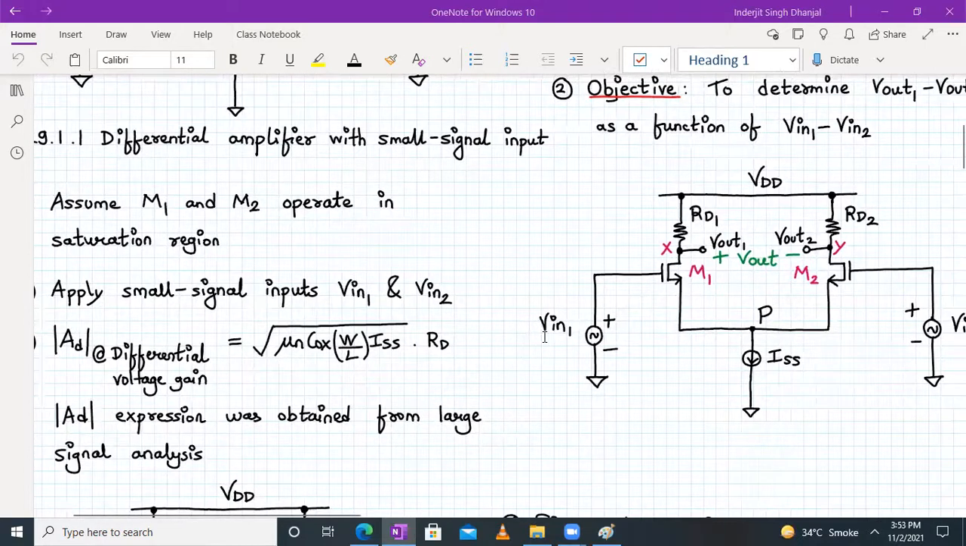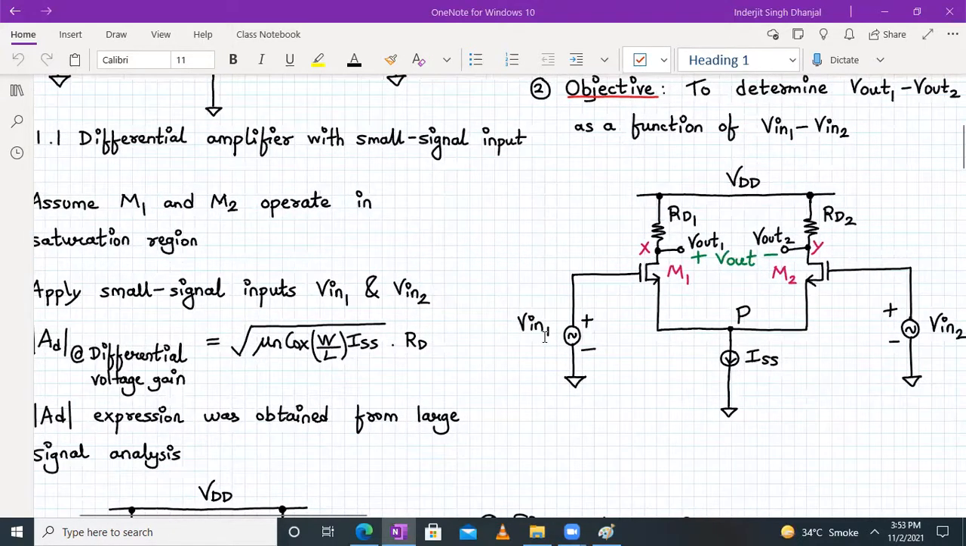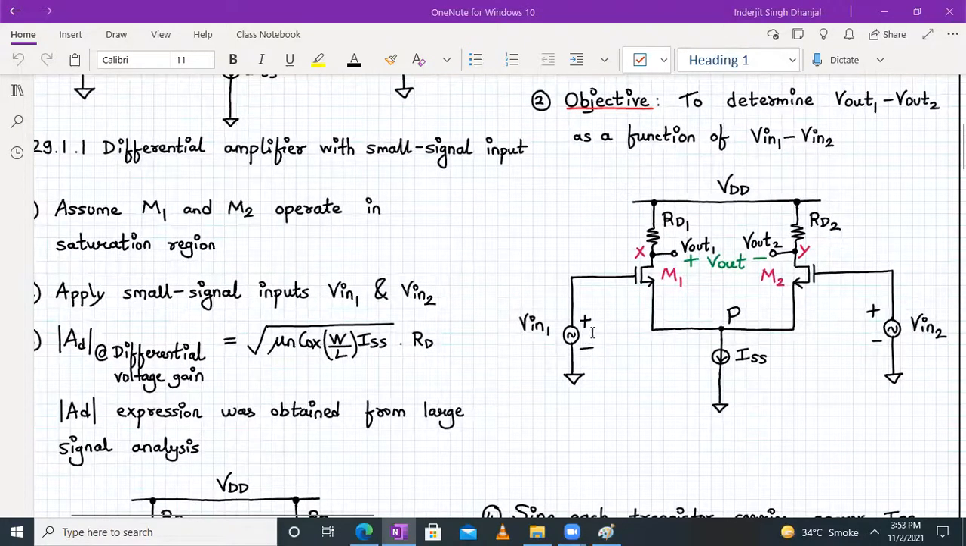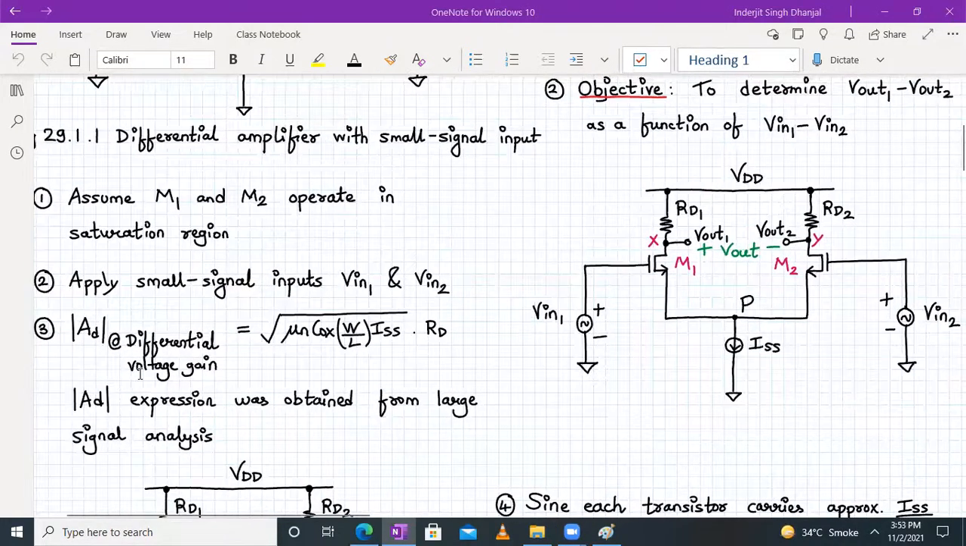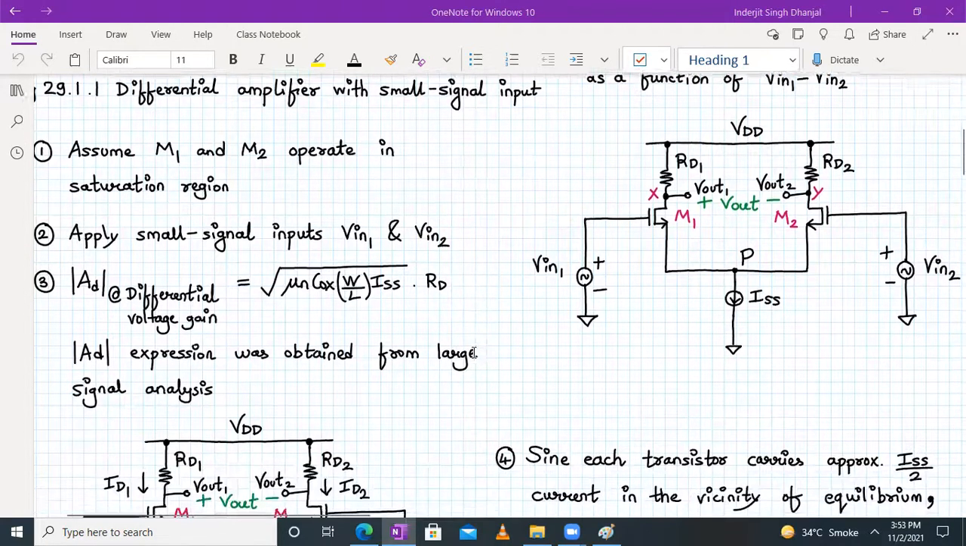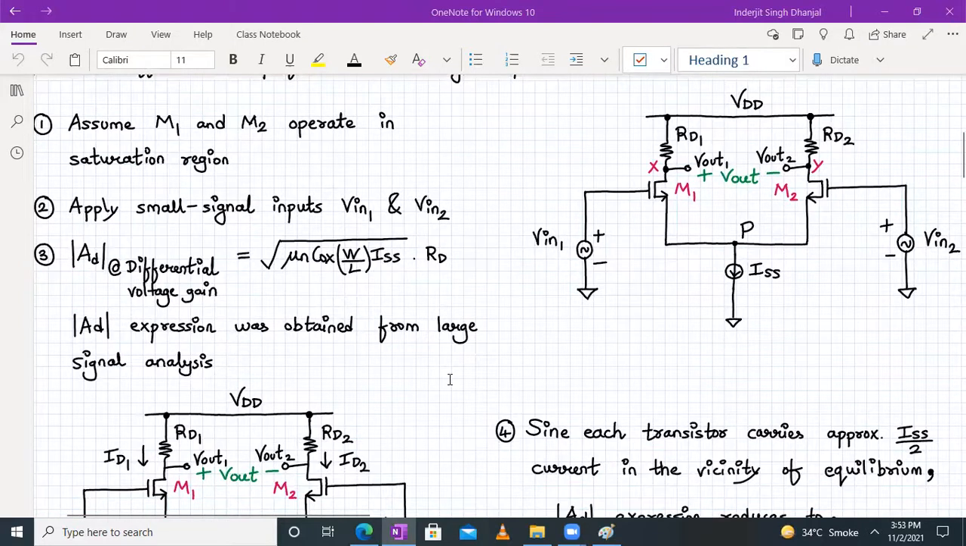So we apply small signal inputs Vin1 and Vin2 to the gate terminals of M1 and M2. We have already derived the formula for the differential voltage gain using large signal analysis, which was given by the square root of mu n Cox W by L into ISS, the whole into RD. And this was obtained using the large signal analysis.